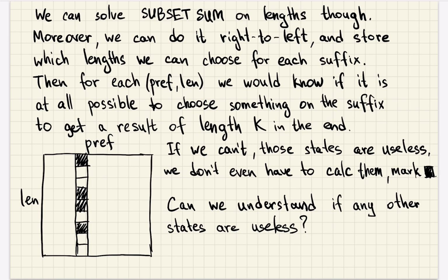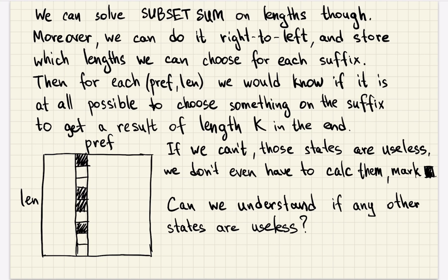Okay, let's try to understand something about our problem. We can solve a subset sum instance of length n·k, that is okay for us. Moreover, we can solve the subset sum right to left and just store the whole DP table. Thus, we will understand which length we can choose for each suffix.